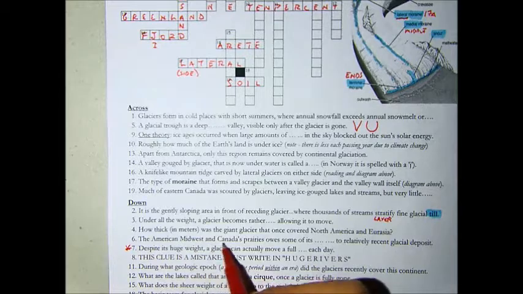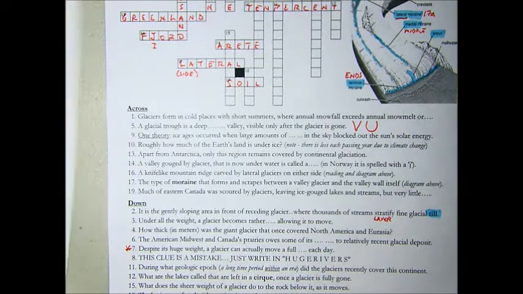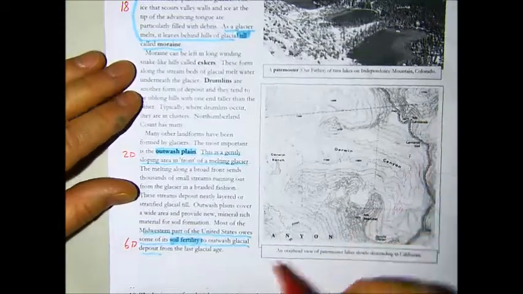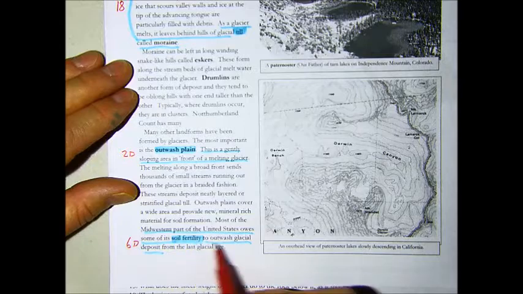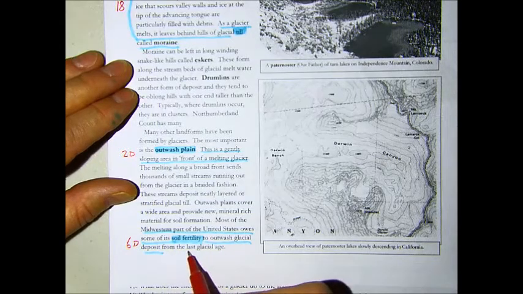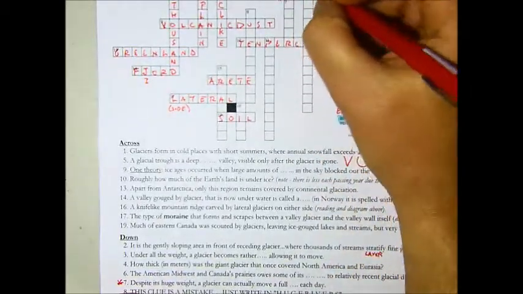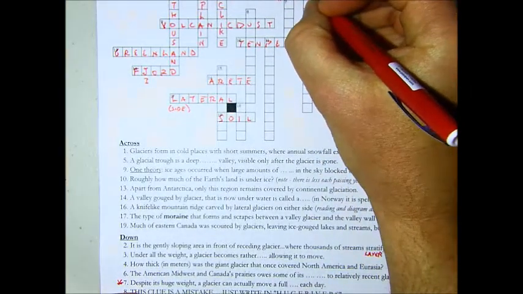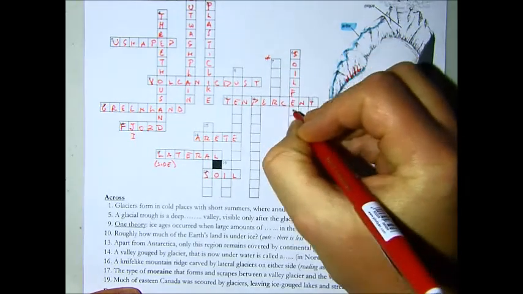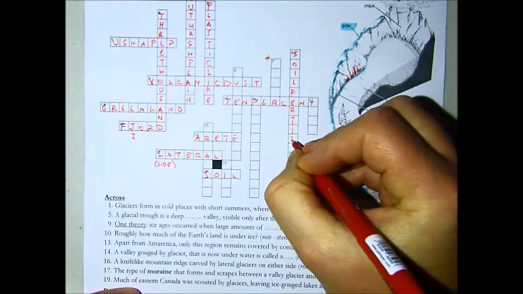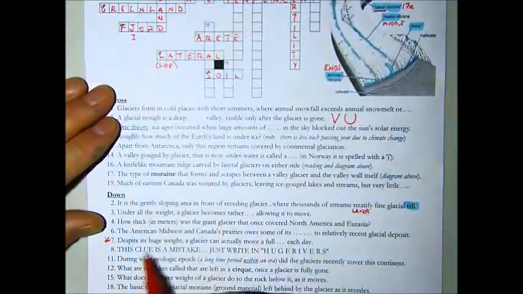6 down, the American Midwest and Canadian prairies owe some of their something to relatively recent glacier deposit. Okay, the Midwestern part of the United States, right at the bottom, owes some of its soil fertility to outwash glacial deposit from the last glacial, or the latest glacial age. So, 6 down, we need soil fertility. Soil fertility. There we go. Soil fertility. Good.